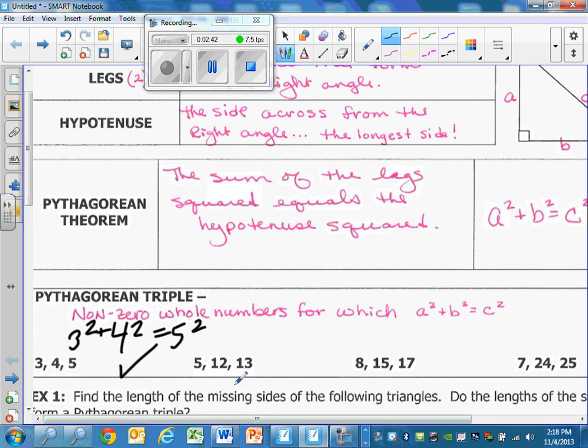I'm going to tell you this next one works, but let's see if it does. 7 times 7 is 49. 24 times 24 is 576. 576 plus 49 is 625. And if I took the square root of 625, you would get 25, because 25 times 25 is 625.